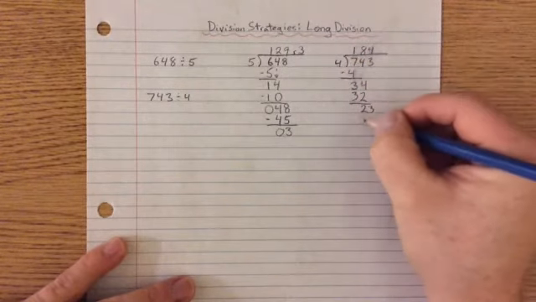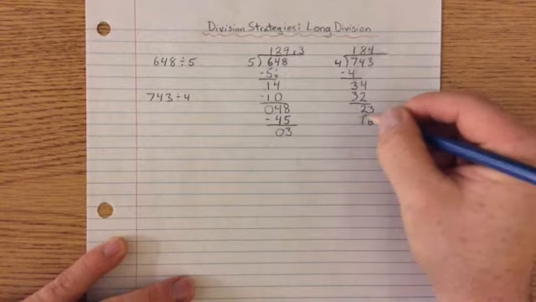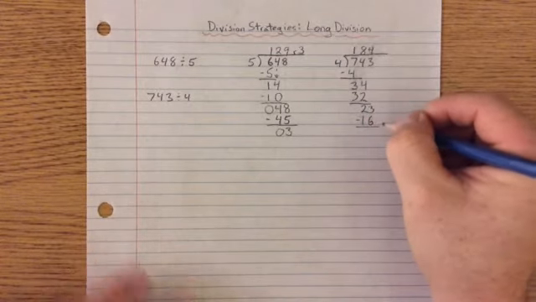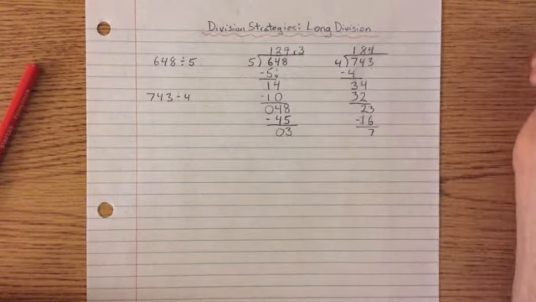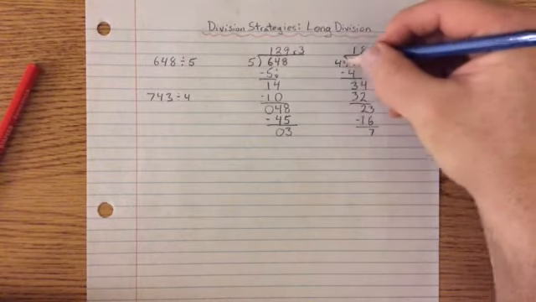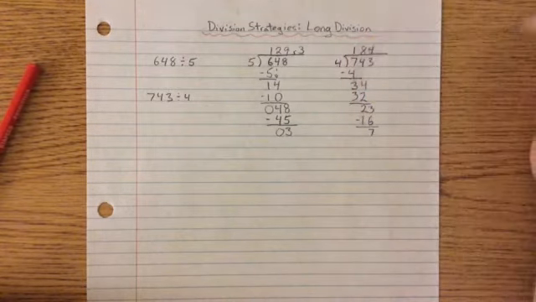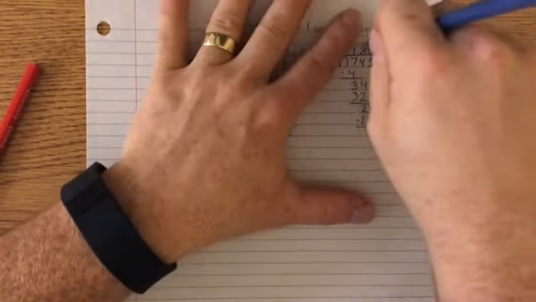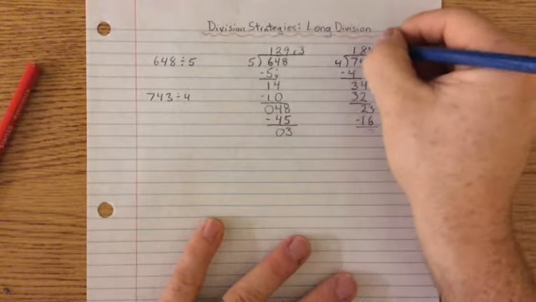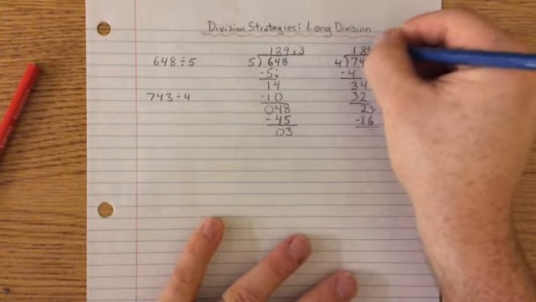4 times 4 is 16. I do the subtraction here, and oh shoot, I'm left with 7. 7 is a number that's bigger than my divisor. Doesn't work. I need to have something that's smaller than my divisor. Otherwise, I can take another group out of that. So, obviously, between 4 and 6 is the number 5.